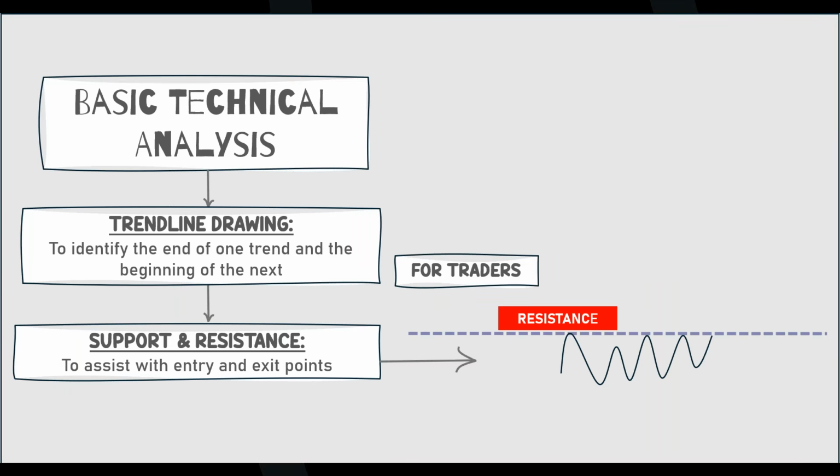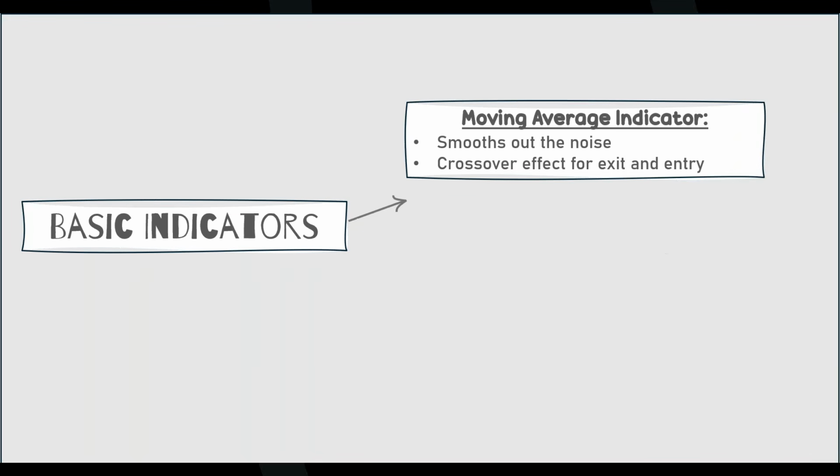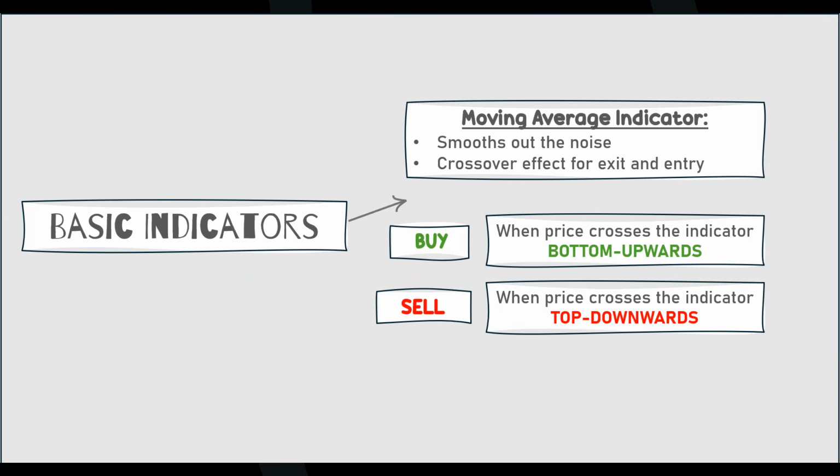Just to recap, if it's a resistance for traders, it's a sell, but once it's breached, it becomes a buy for both traders and investors. Support then becomes resistance, and then the same happens on the downside. Okay. Basic indicators would be your moving average, which smooths out the noise, but the crossover effect is what gives you the buy and sell signals. You buy when prices cross from bottom upwards, then that's a buy, and when they fall through that moving average, that gives you a sell signal.